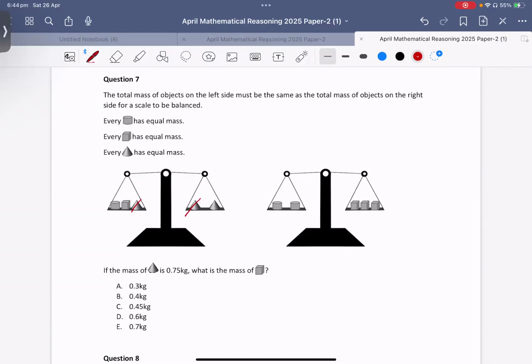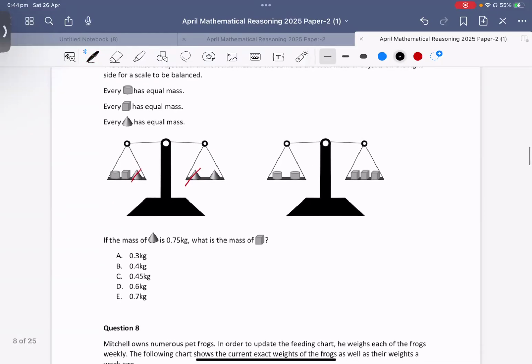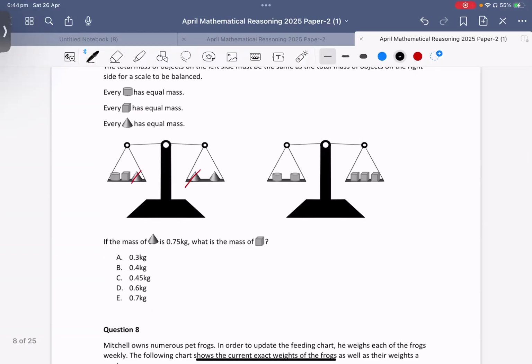And why we can do that, if you think about it, is that if you take away the same weights from each side of the scale, it will still be balanced. So let's write this out into words to make this a little bit easier for us. We know that there's one cylinder on the left-hand side, I'm looking at this one first, and one cube on the left-hand side. And collectively together, they give me one cone. And we know actually that one cone weighs 0.75 kilograms. Let's keep that one in mind.